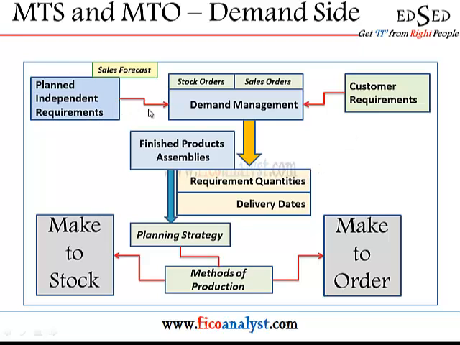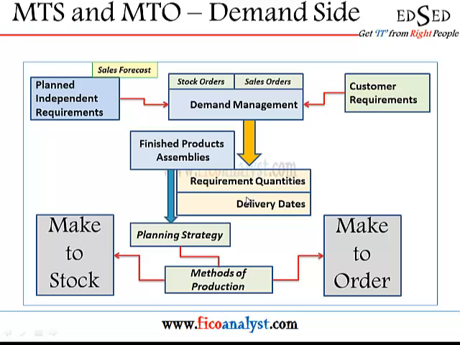And this demand basically originates from sales orders or stock orders. Stock orders meaning you may have demand from different plants, your own system plants. So that is stock orders, or you may have sales orders, right? Based on that, you will have demand, and based on this, you will have requirement quantities. When you run your MRP, it will originate requirement quantities with your delivery dates.